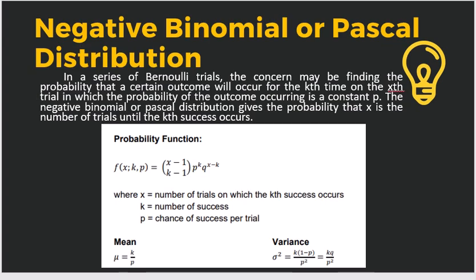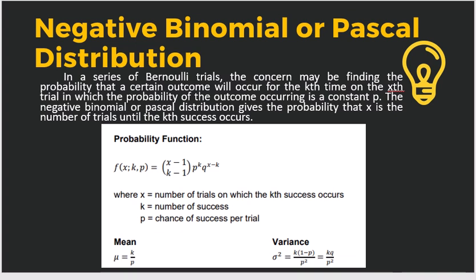Next, we have the negative binomial or the Pascal distribution. In a series of Bernoulli trials, the concern may be finding the probability that a certain outcome will occur for the kth number. Find on the x trial the probability of the outcome occurring with a constant p. The negative binomial or Pascal distribution gives the probability that x is the number of trials until the kth success occurs.